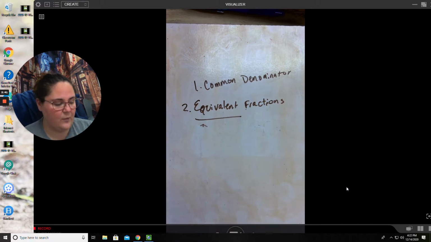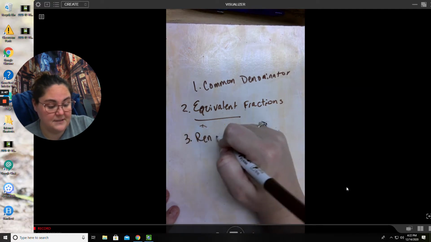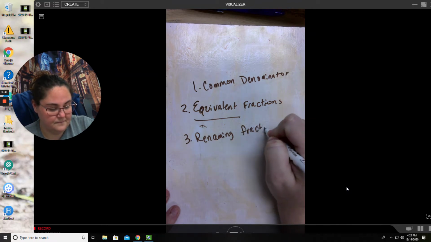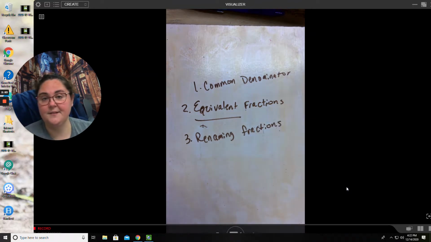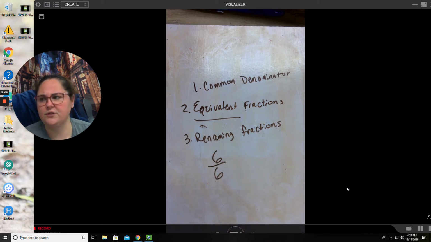Finding equivalent fractions, finding a common denominator, renaming fractions, that is something else. We're going to give them new names. And then finally, the last thing that we're going to talk about is what we need to do when we're finding equivalent fractions. So I want you to think really quickly. Say I have the fraction 6/6. What is that equal to?